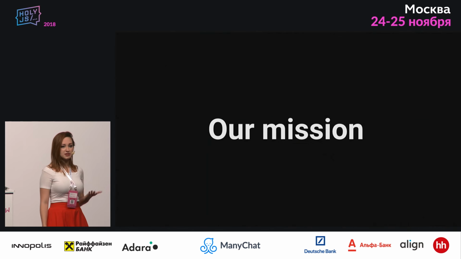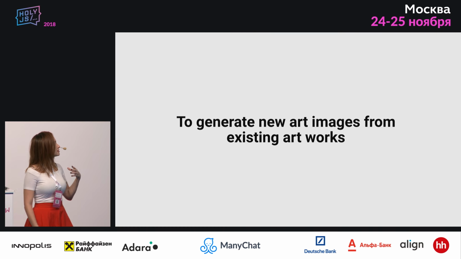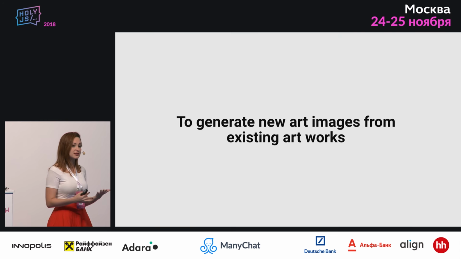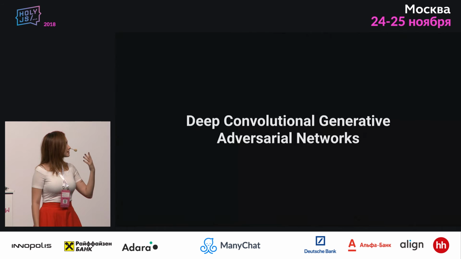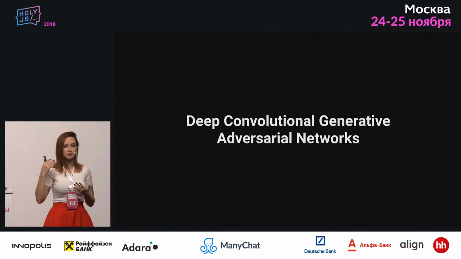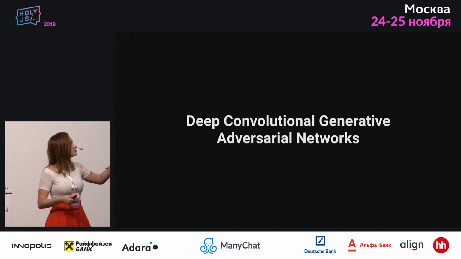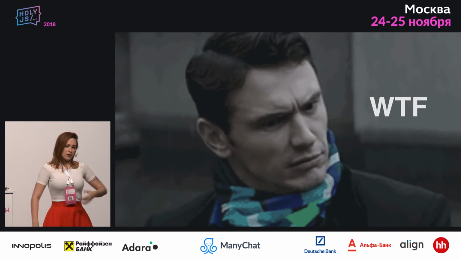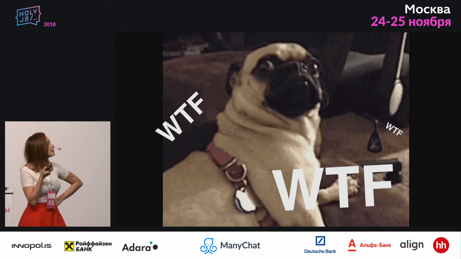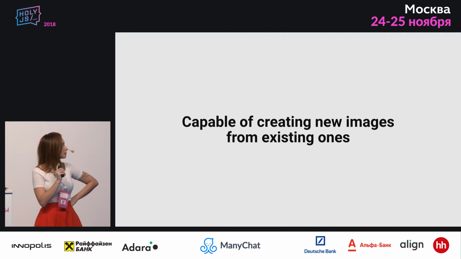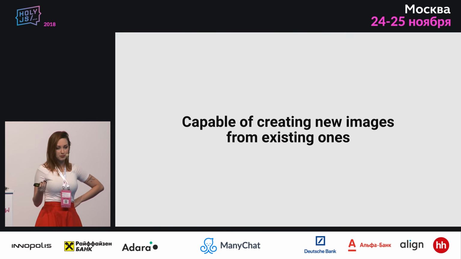So our mission today is working with images and generating new artwork from existing ones. And to do so, we're going to need all these things. First of all, we're going to need a very powerful algorithm, because in this case, since it's a problem related to images, we're going to use an algorithm called deep convolutional generative adversarial networks. What? Yeah, it's very difficult to understand. The name itself is very confusing, but what exactly is this thing? Baby steps. It's just an algorithm that is capable of creating new artwork from existing ones.